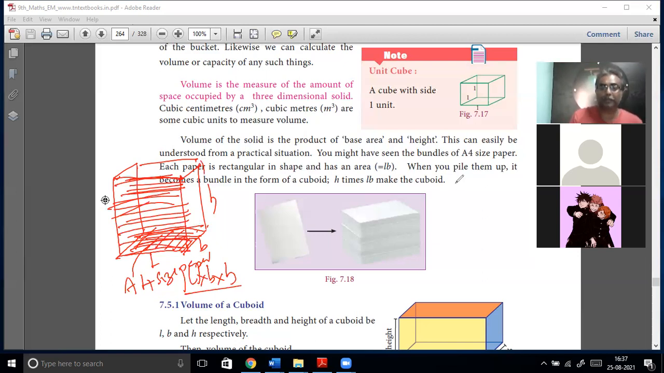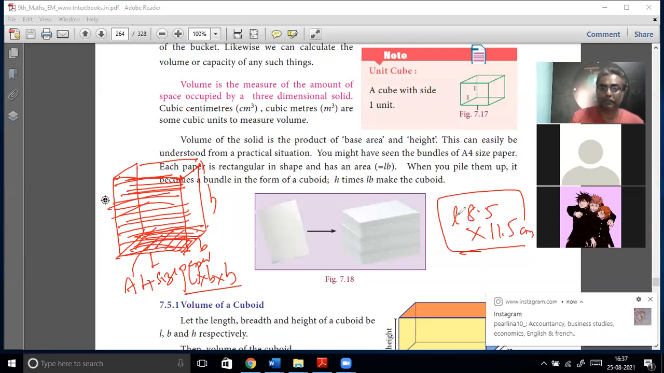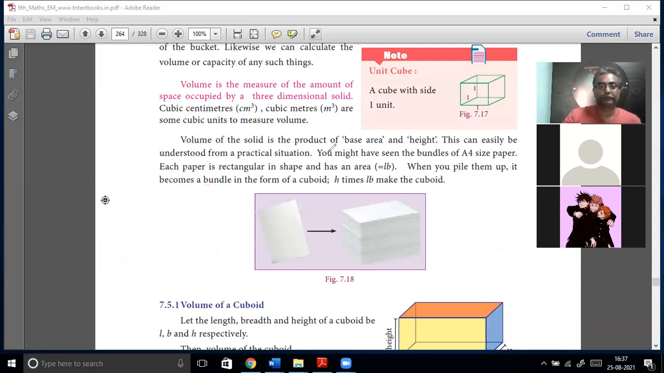So the A4 size paper has a certain length and breadth, 8.5 into 11.5 centimeter or so. But if you keep stacking the paper, this is let us say 11.5, this is let us say 8.5. Let us say 1000 papers you have stacked up, then that becomes 30 centimeter height. Then that is a volume: 11.5 into 8.5 into 30. That is the volume. So very simple understanding. This diagram will very clearly show you that.